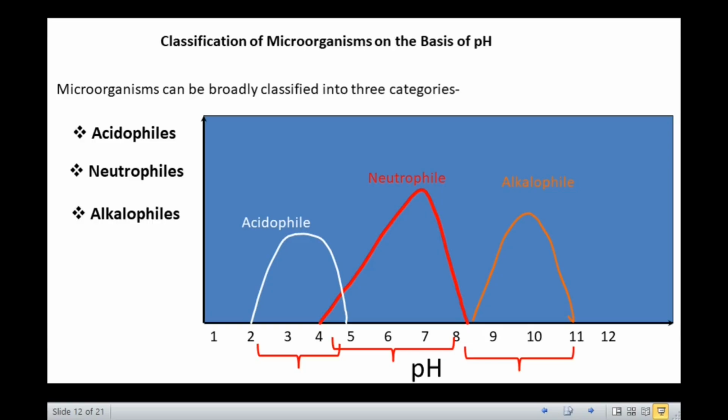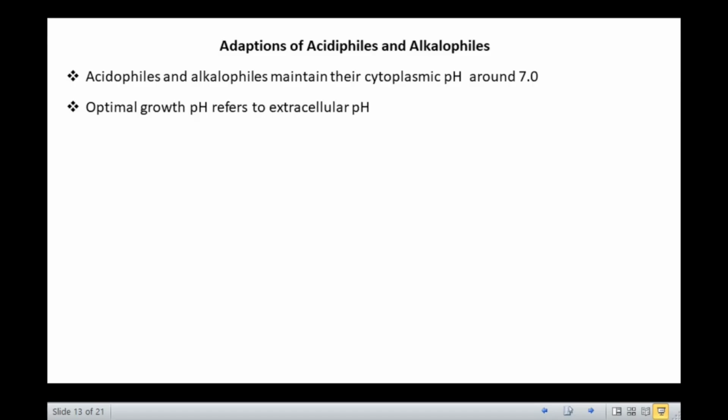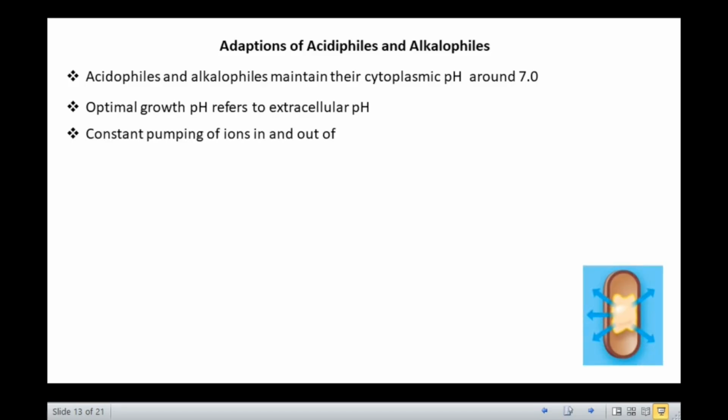Surprisingly, acidophiles and alkalophiles maintain their cytoplasmic pH around 7 irrespective of their environment. Thus, optimal growth pH refers to the extracellular pH. It seems they solve the problem of pH extremes by constantly pumping ions in and out of the cell to keep their internal pH neutral.